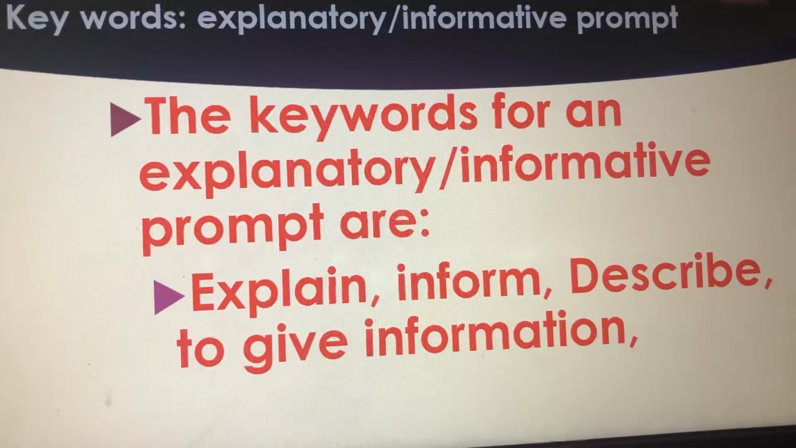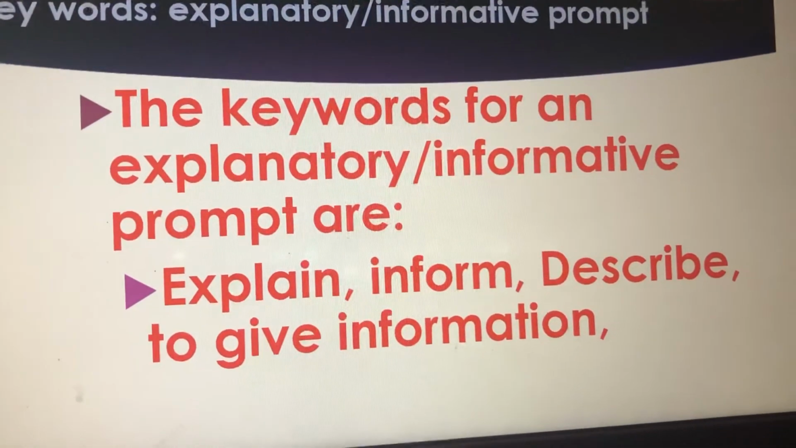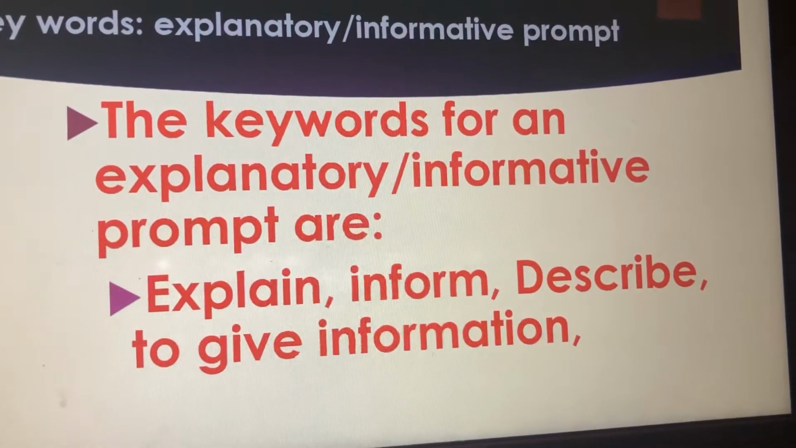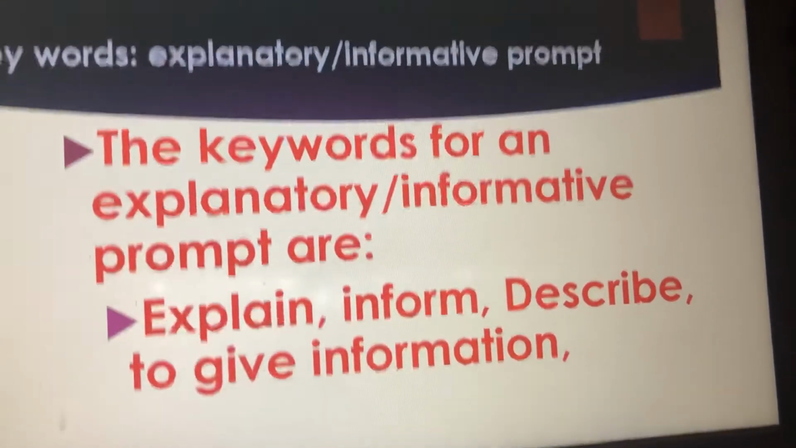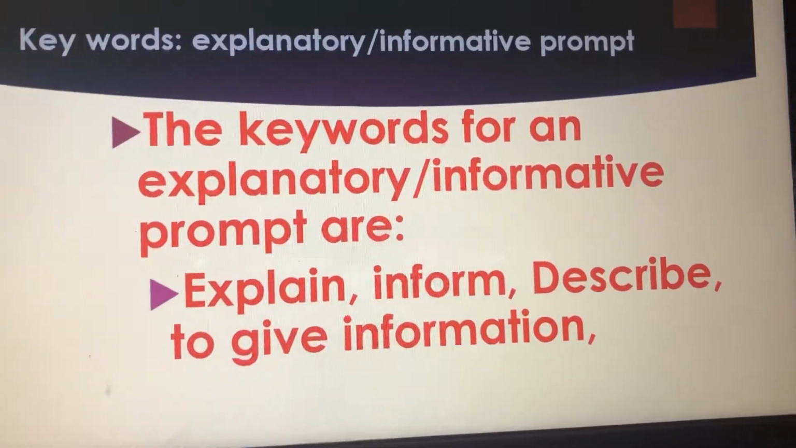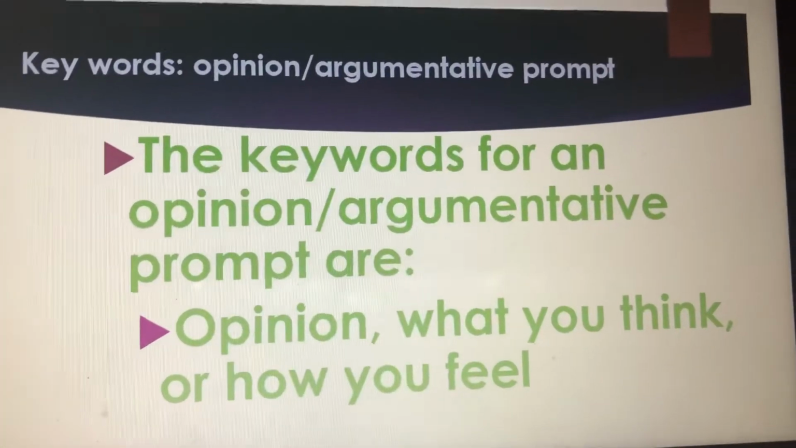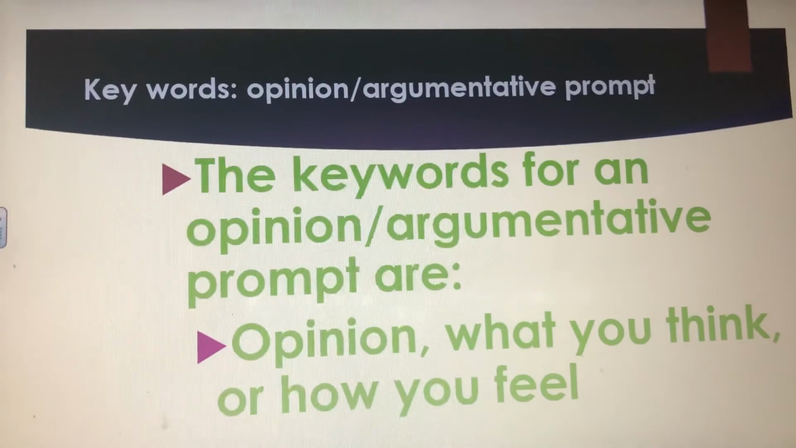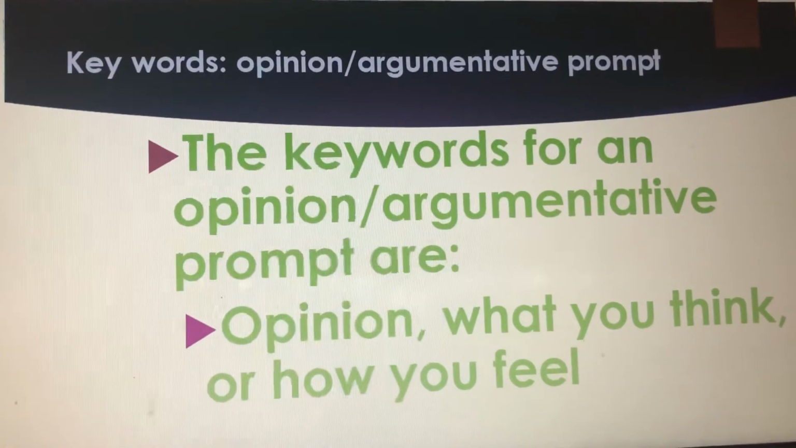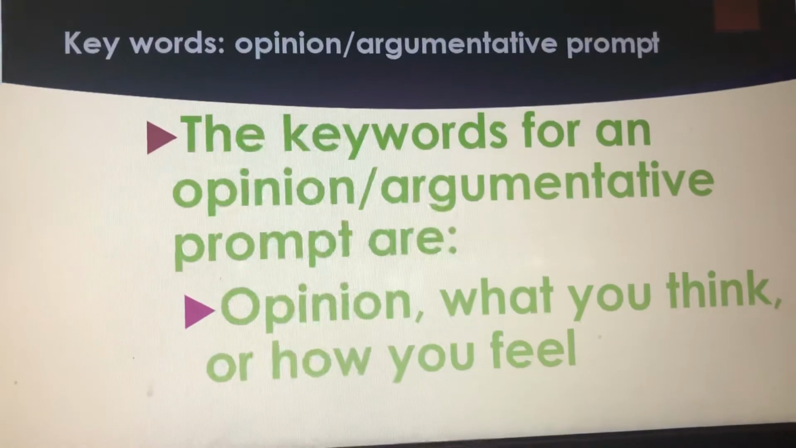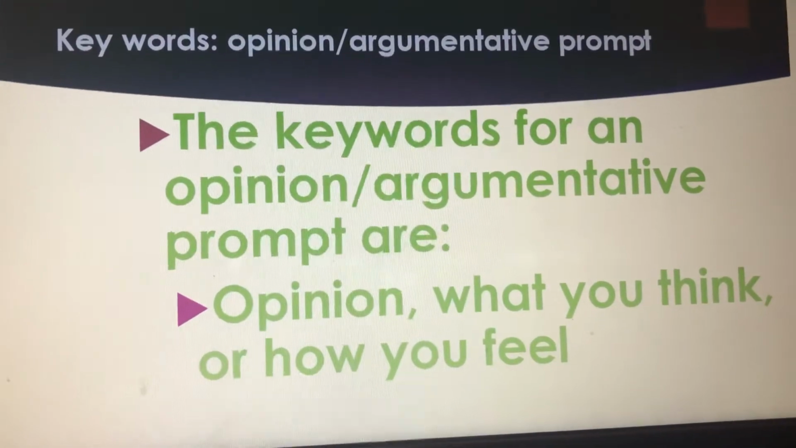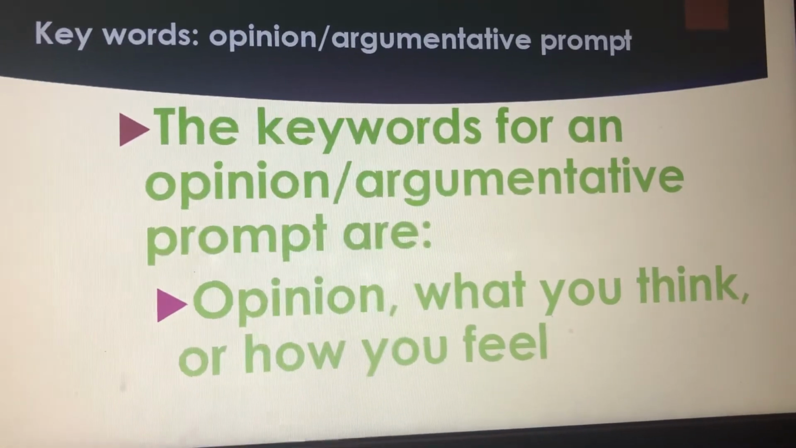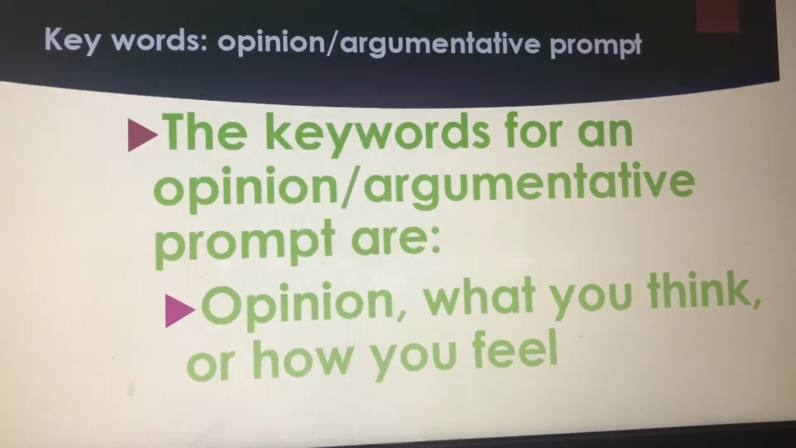Now, the key words for an explanatory or informative prompt are to explain, or if the writing prompt tells you to inform your audience about something, to describe something, or to give information on something. The type of writing that we're focused on going forward for a little bit is what we call an opinion or argumentative academic essay. The key words for an opinion or argumentative writing prompt are words like opinion, or if the writing prompt asks you what you think about something or how you feel.